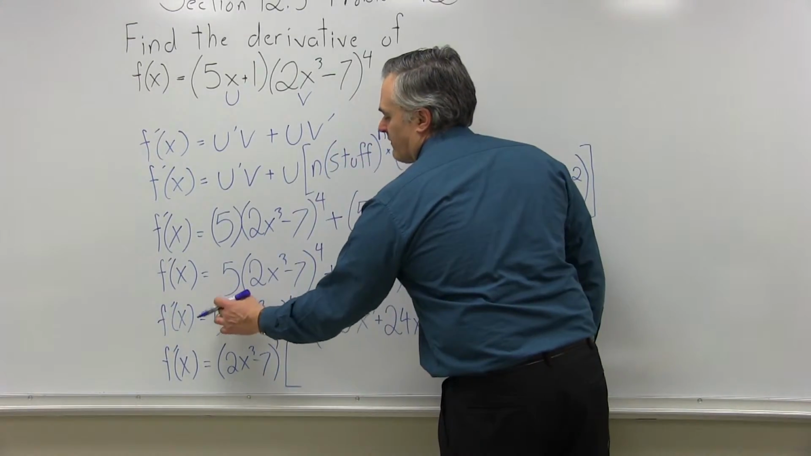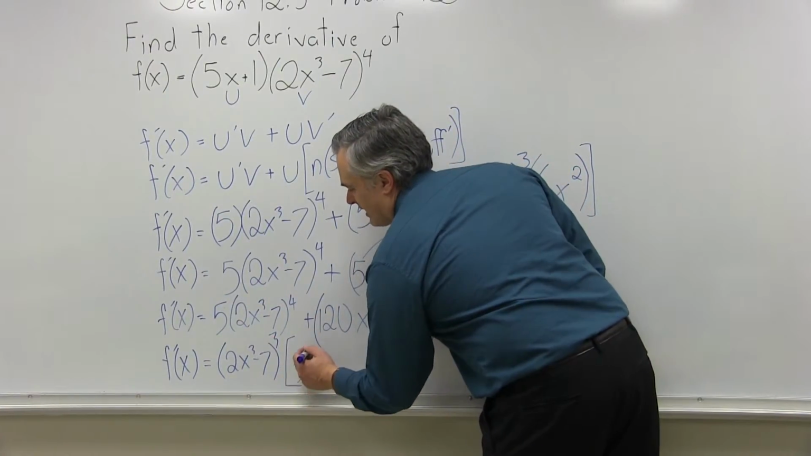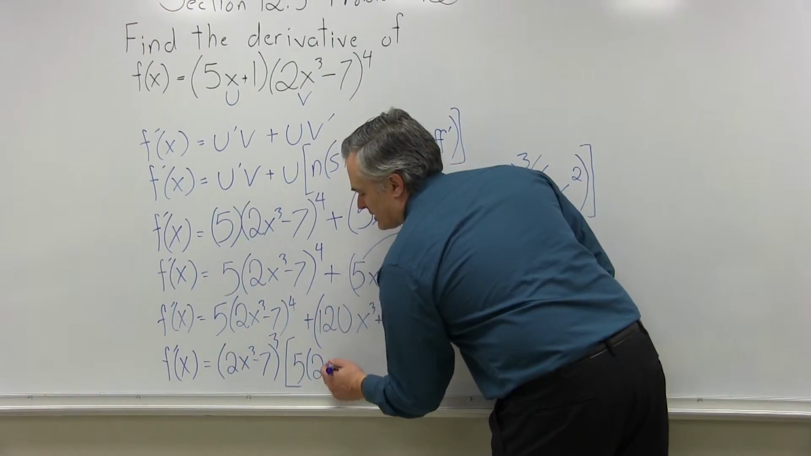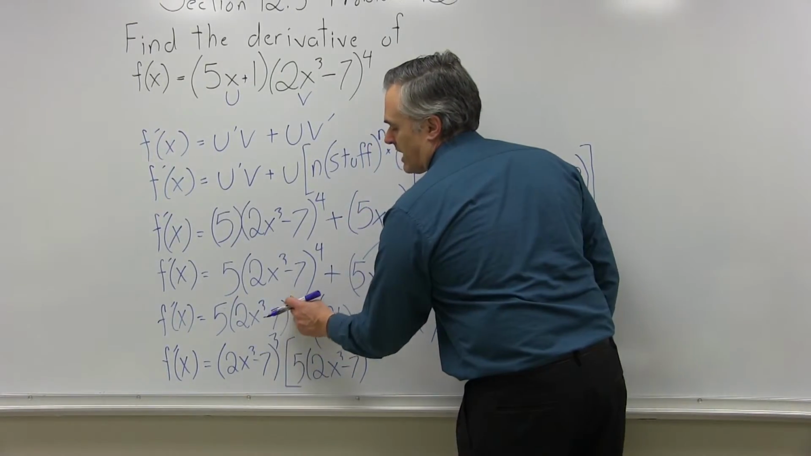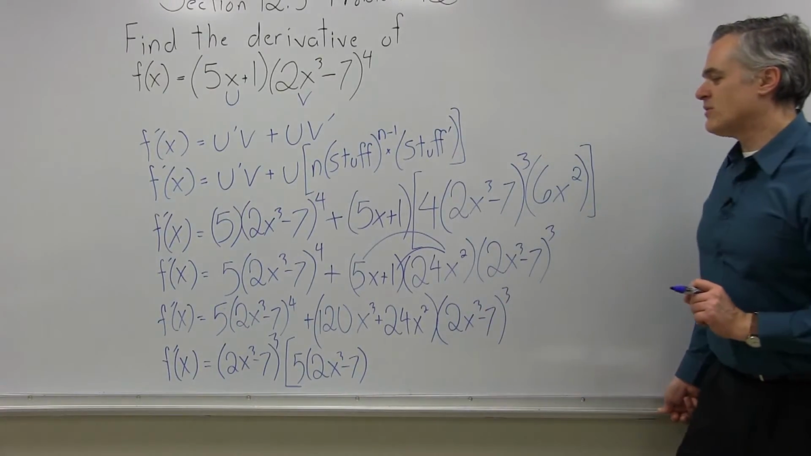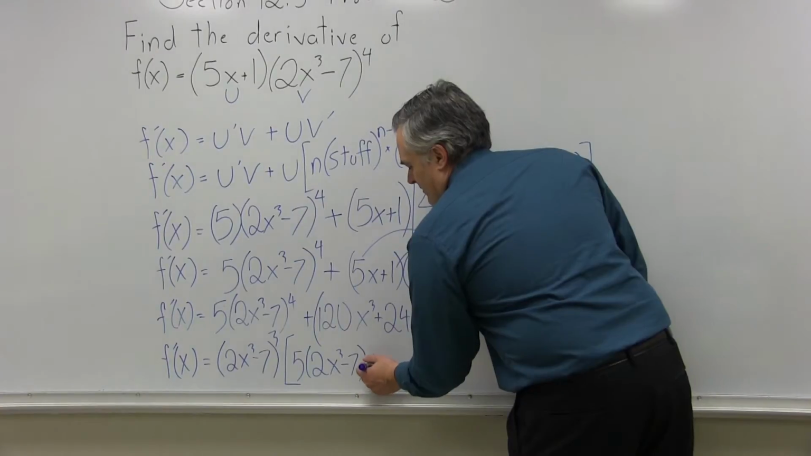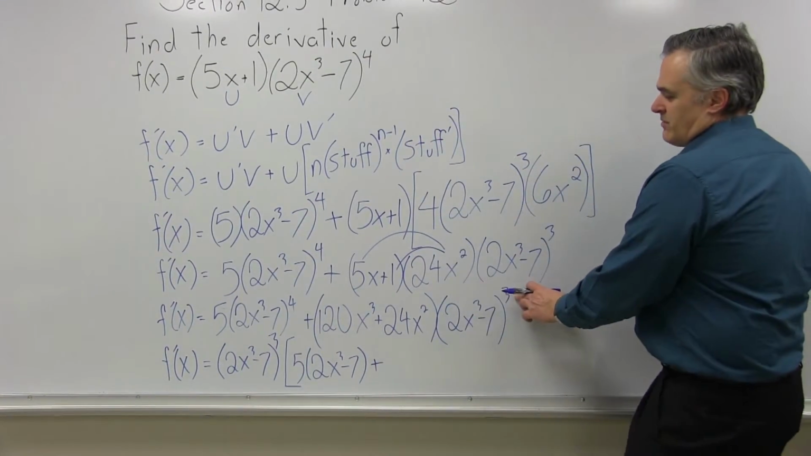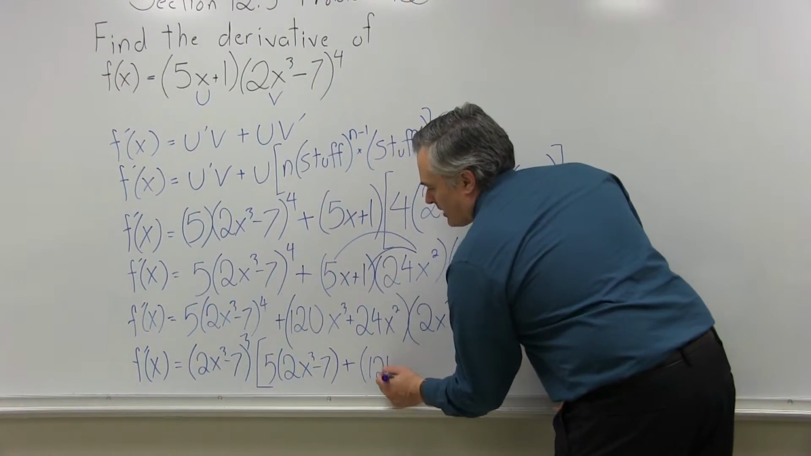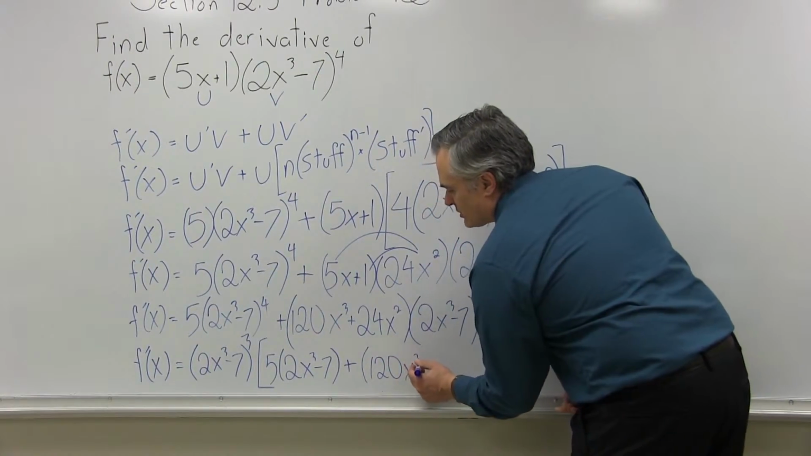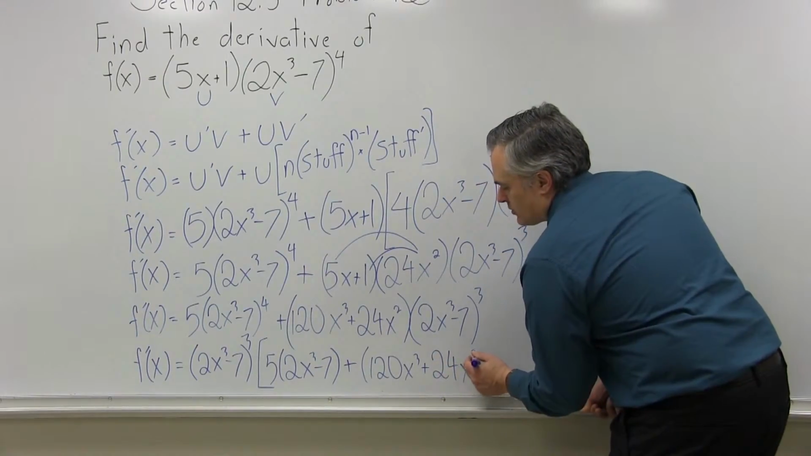So from the first chunk, 5 times 2x cubed minus 7 to the fourth, the 5 will stay, and I'll have 2x cubed minus 7 just to the first power. Because again, when you take out a third power, you subtract those exponents. 4 minus 3 goes down to a first power. And when I take out a third power, I'm going to be left with 120x cubed plus 24x squared.